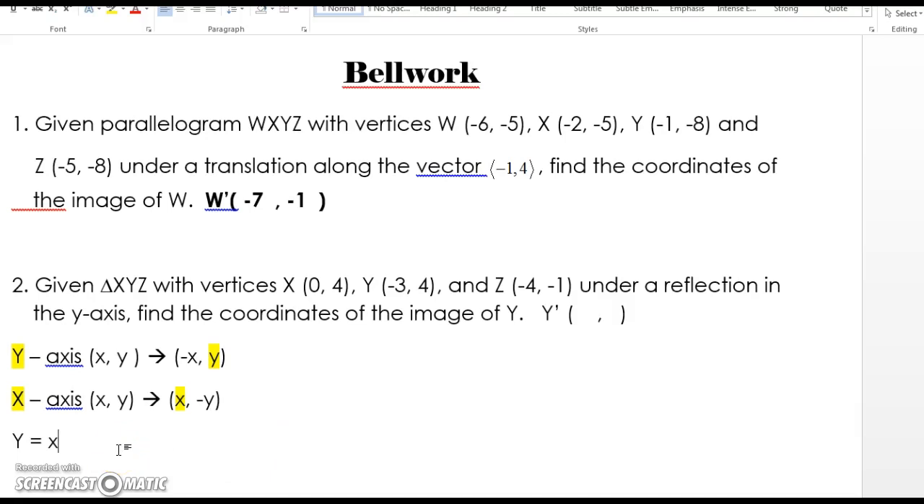And then your last motion rule here, if you're reflecting over the line y equals x, you take your point (x, y), and you don't change the sign at all here.